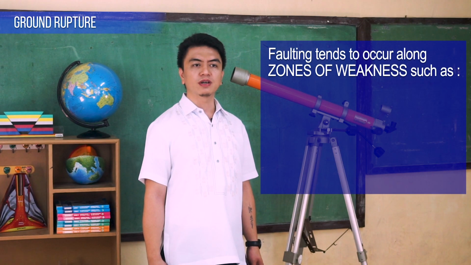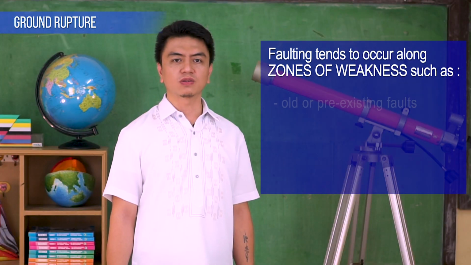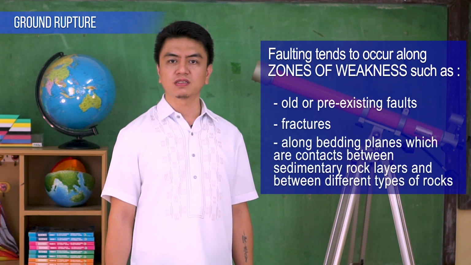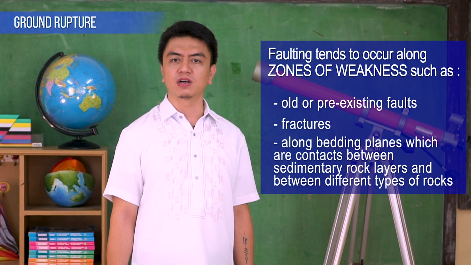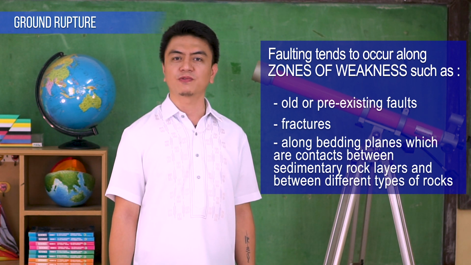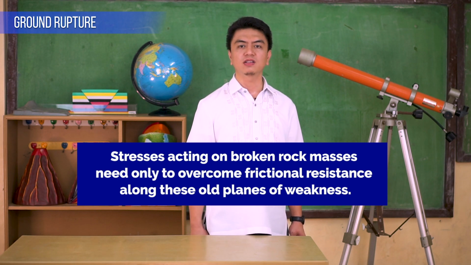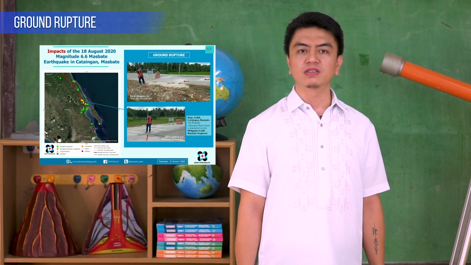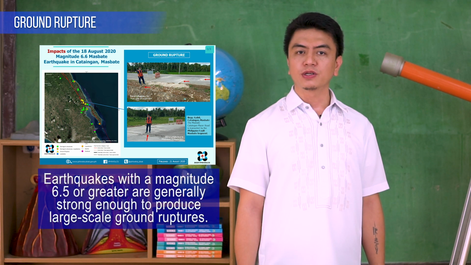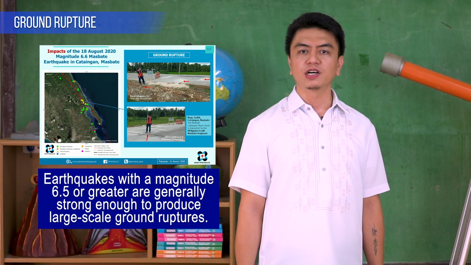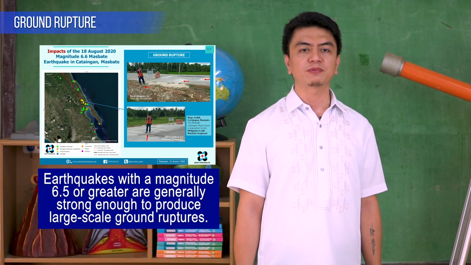Faulting tends to occur along zones of weakness, such as old or pre-existing faults, fractures, or along bedding planes, which are contacts between sedimentary rock layers and between different types of rocks. Stresses acting on broken rock masses need only to overcome frictional resistance along these old planes of weakness. The ground rupture length depends on the magnitude of an earthquake. Earthquakes with a magnitude 6.5 or greater are generally strong enough to produce large-scale ground ruptures.